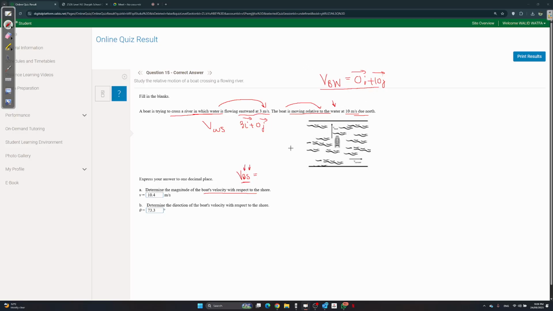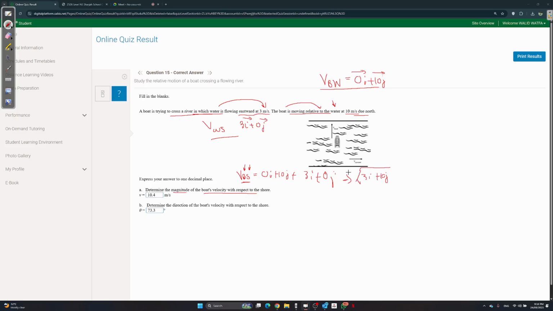Which one has B at the start? This one here, 0i plus 10j. Which one has S at the end? This one here, 3i plus 0j. So it's going to be 3i plus 10j, and they want the magnitude.